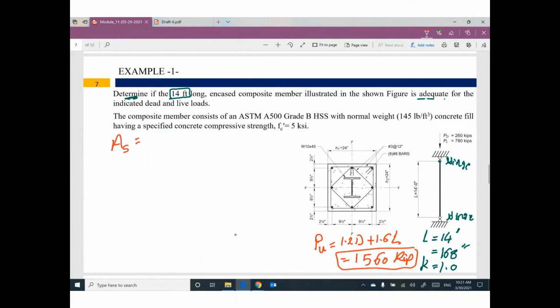What is the value of area steel? What is the value of area steel reinforcement? What is the value of area concrete?